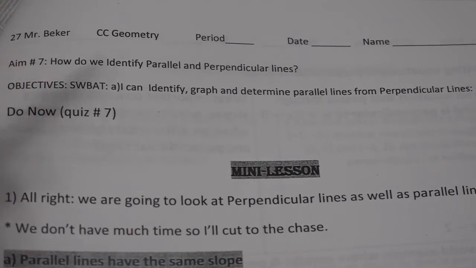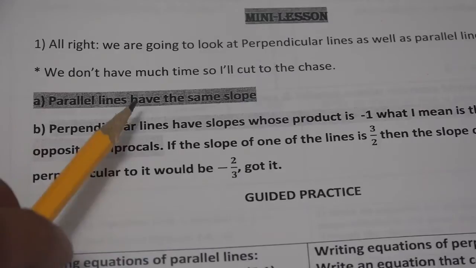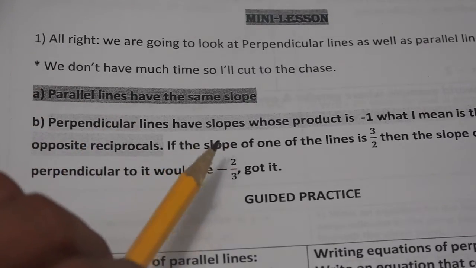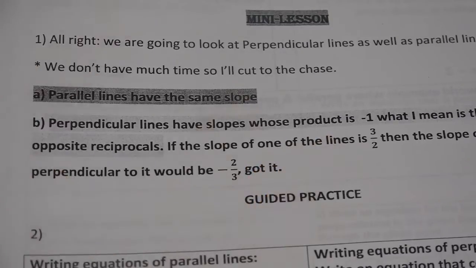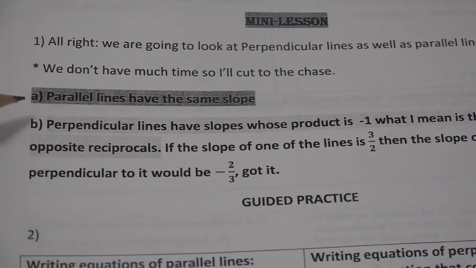So how do we identify parallel and perpendicular lines? Let's cut to the chase. We already know that parallel lines have the same slope. Okay, now we're doing the algebraic way. And perpendicular lines have slopes whose product is -1. That really doesn't help you that much. It means that the slopes are opposite reciprocals.